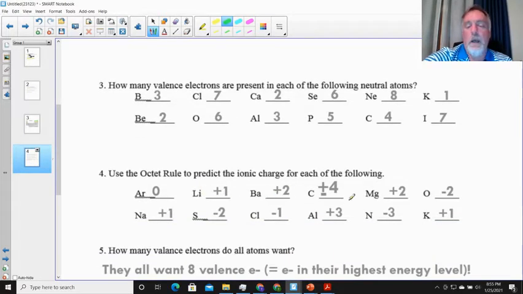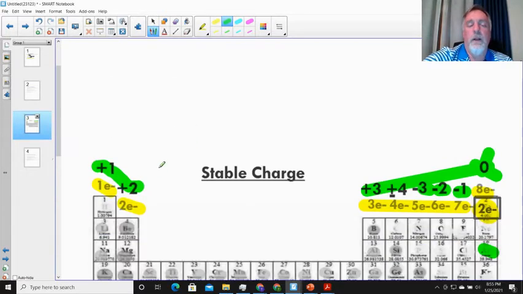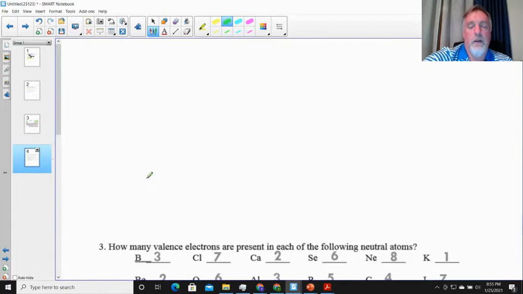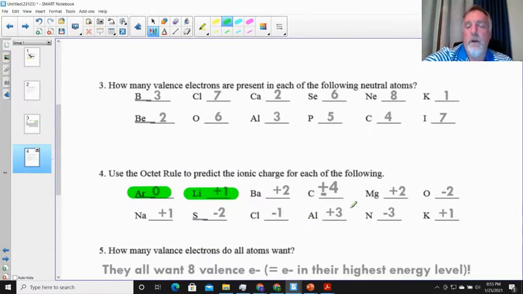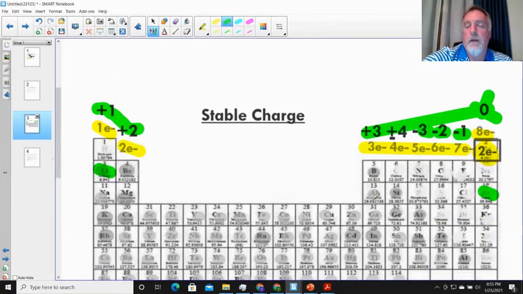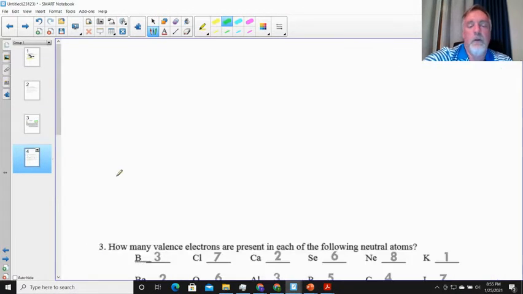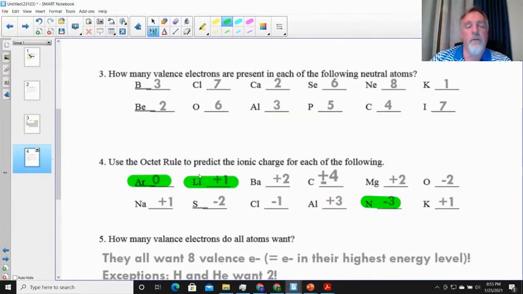Let's look at lithium. We're going to see that lithium, it's in our group 1, +1 charge. Let's look at another one here. Let's look at nitrogen. If we go look at our periodic table, let's find nitrogen. Nitrogen's here, and it's going to form a stable charge of -3. So again, you can just look at your periodic table and read those off.